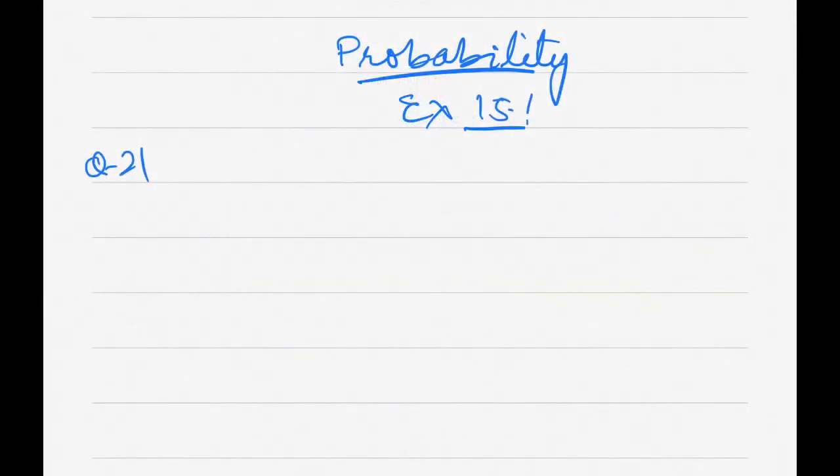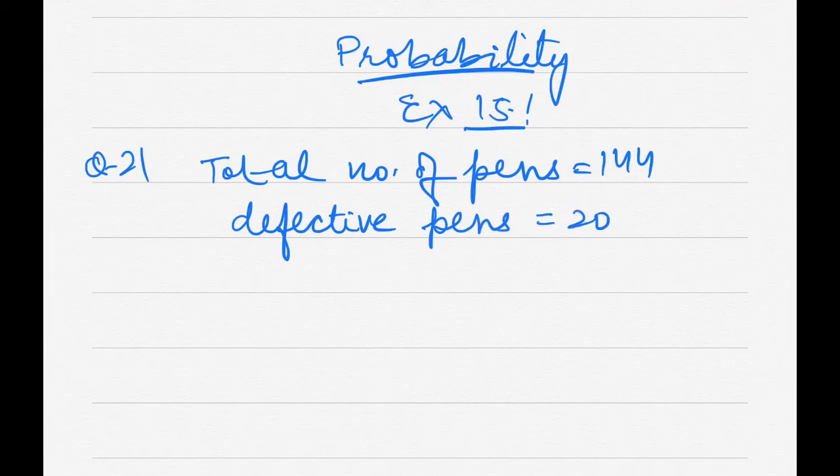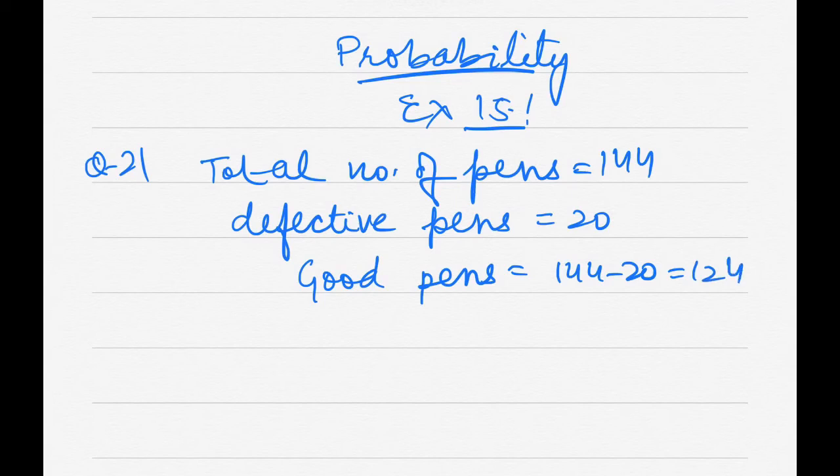Let's write down the data now. The total number of pens is 144. The number of defective pens is 20. So the number of good pens will be equal to 144 minus 20, which is 124.